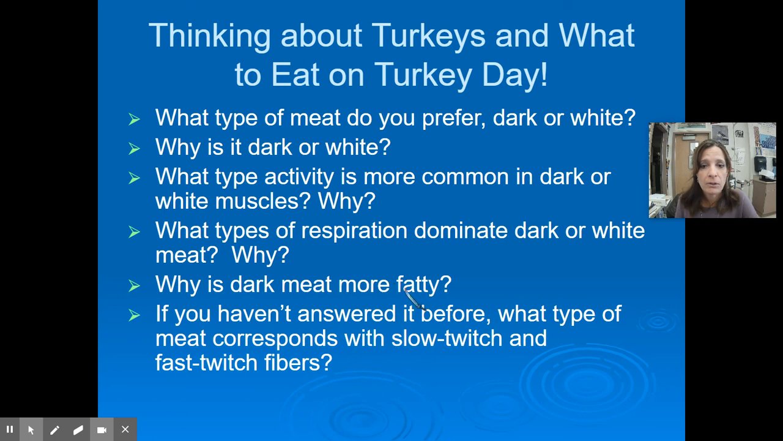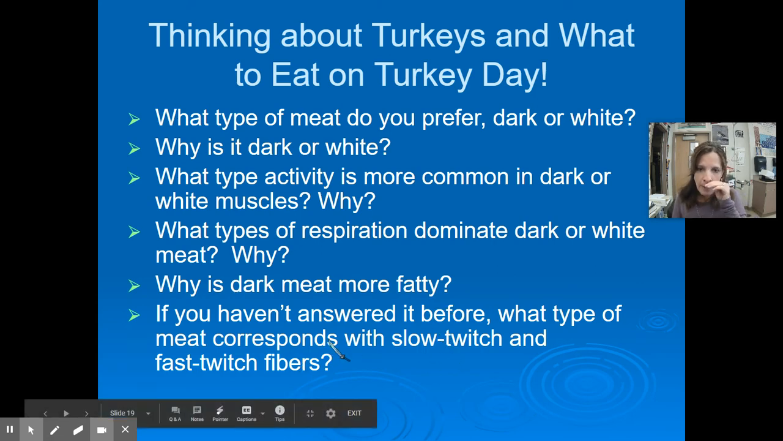Okay, so this question, why is dark meat more fatty, right? If you think of it, it's less dry, it's more fatty. Well, the fat is energy. So the dark meat has a lot more energy close to it because it needs it more often, and so it has a good supply. And then you might have heard the term slow twitch and fast twitch.